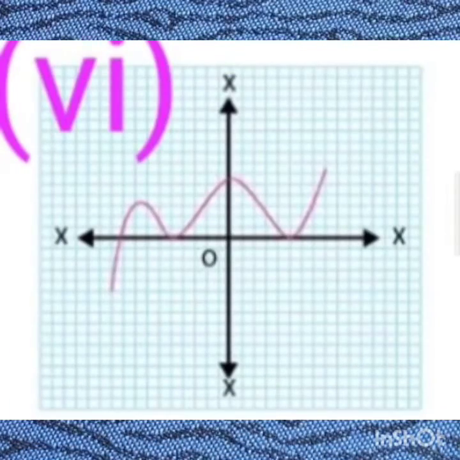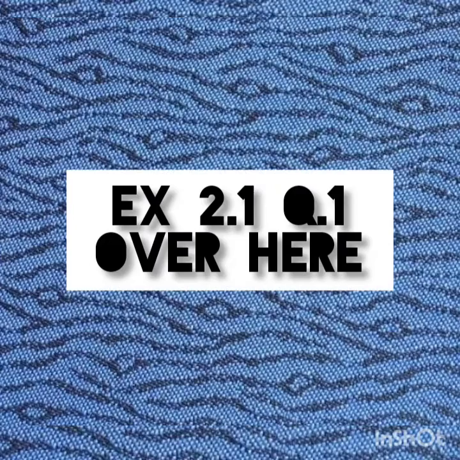So, dear student, now the sixth graph is in front of you. Let's calculate how many zeros there are for this graph. Clearly it is intersecting here at the first point, this is the second intersecting point on the x-axis, and of course this is the third intersecting point. So, my dear student, we can say that the number of zeros is 3, as the graph intersects the x-axis at 3 points. So this is question 1 of exercise 2.1 complete.